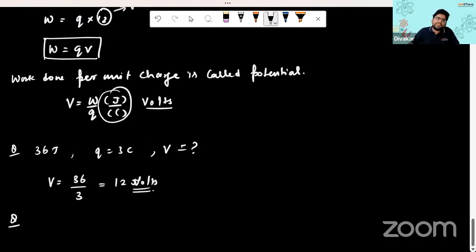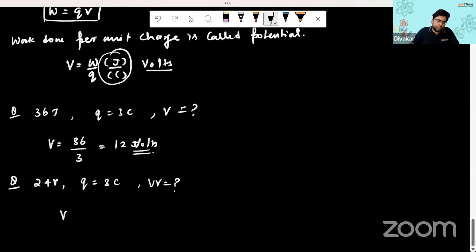Similarly, I can give you a question. There is a battery that has a potential of 24 volts, and it's given that the charge is 3 coulombs. Find out the work done. You will say this is also not tough, because I know potential is work done by charge. So I can write the work done as potential into charge. That is 24 into 3, and that will be your answer.